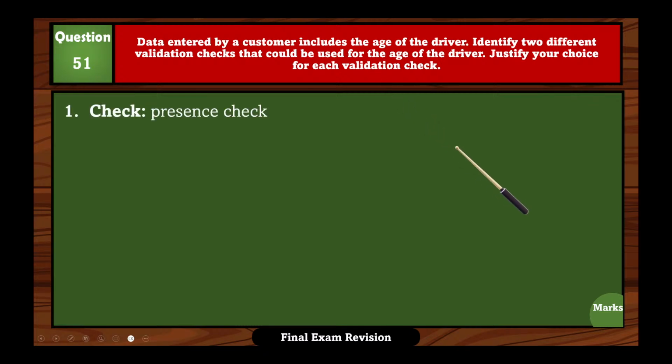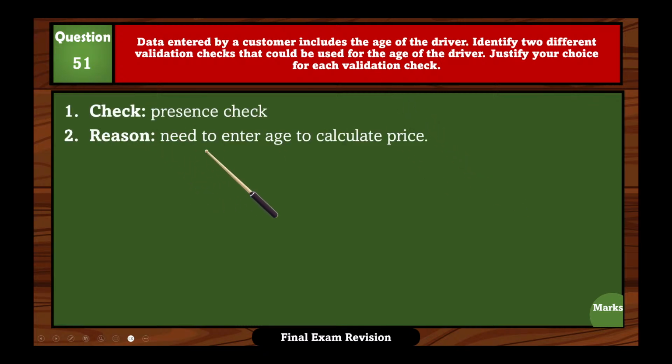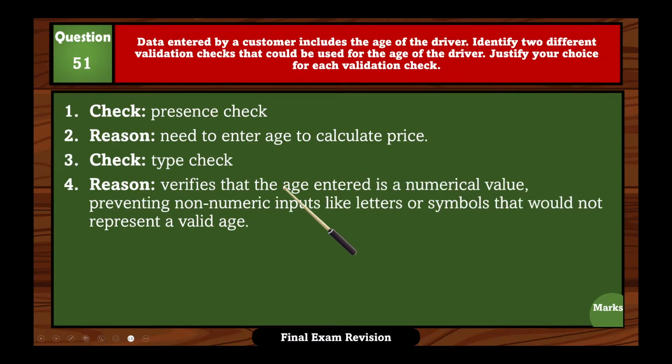Okay, so we can use the presence check. Reason: need to enter age to calculate the price. And the second one we can use the type check. It verifies that the age entered is a numerical value and prevents non-numerical inputs like letters or symbols that would not represent a valid age.